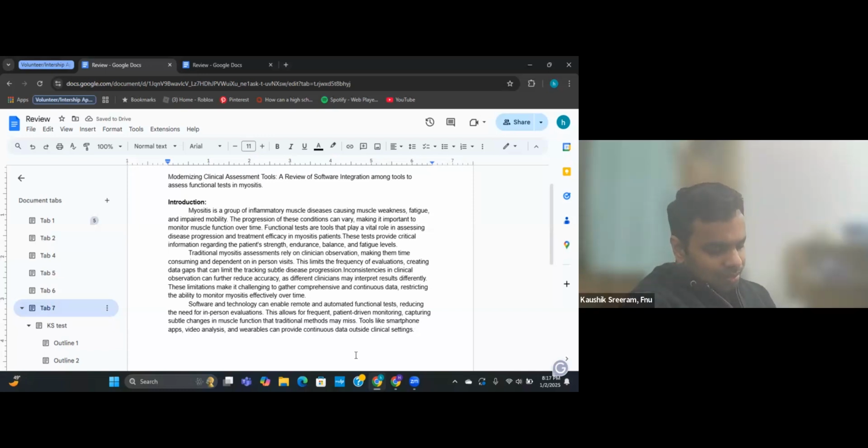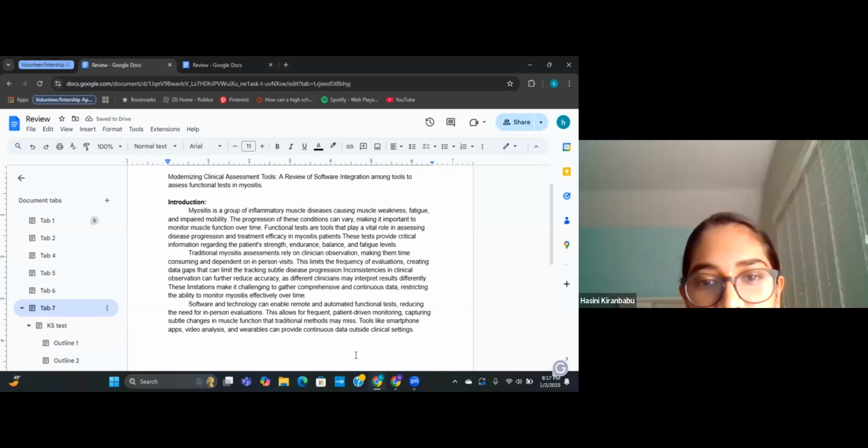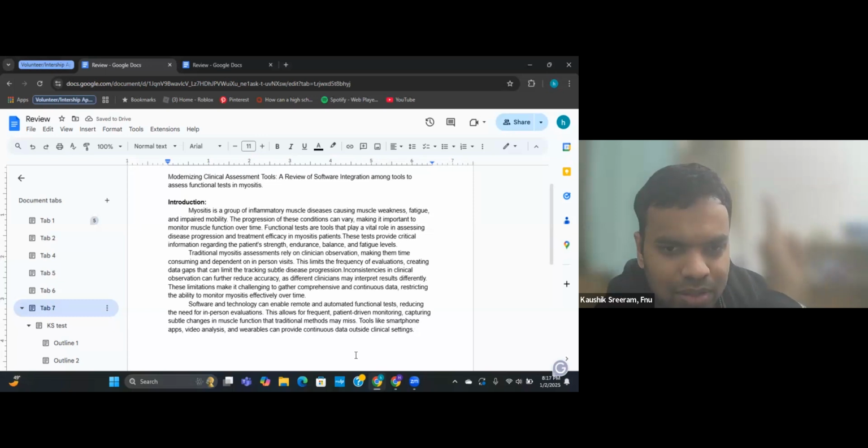Start with the introduction. Myositis is a group of inflammatory muscle diseases causing muscle weakness, fatigue, and impaired mobility. The progression of these conditions can vary, making it important to monitor muscle function over time. Functional tests are tools that play a vital role in assessing disease progression and treatment efficacy in myositis patients. These tests provide critical information regarding patient strength, endurance, balance, and fatigue levels. Traditional myositis assessment. Hold.